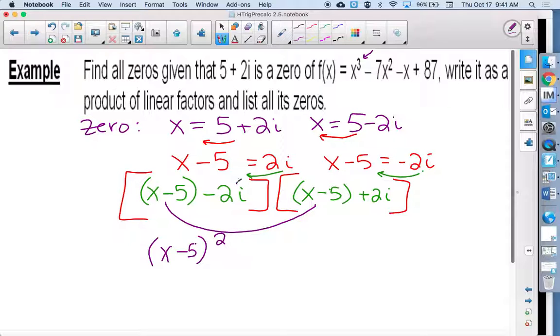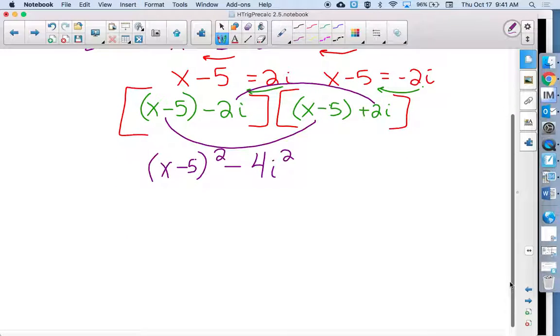And then, Colin, if I multiply the imaginary numbers together, negative 2i and positive 2i make negative 4i squared. My middle terms, because they're conjugates, are going to cancel. So that's why I'm only worried about the first terms, which are real, and the last terms, which are imaginary. And now we need to multiply this out. So Colin, what is x minus 5 squared? What's that become if I multiply that out?